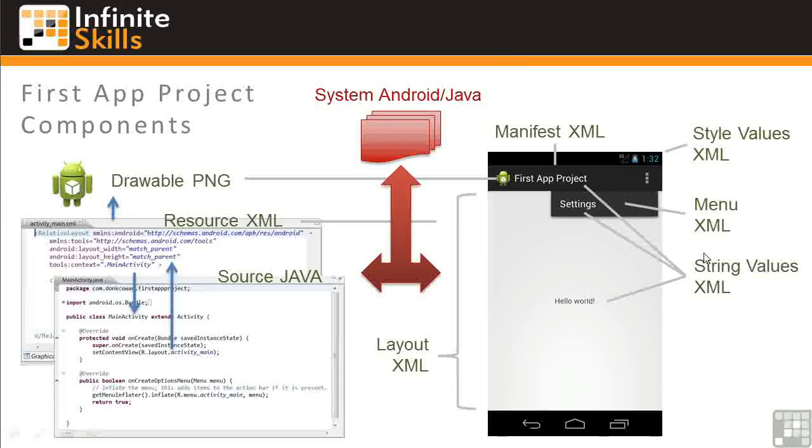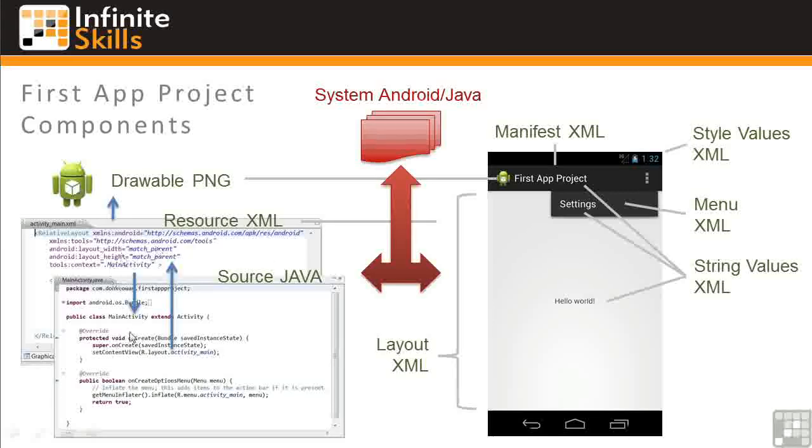String Values XML code holds the text for the app name, menu, and main screen display. And the Layout XML code controls the format of your screen and the text displayed. Resource XML code files, as we saw in the previous graphic, hold the code for the manifest, values, menu, and layout. Drawable PNG files hold the images displayed on action bars and app screens. Source Java code controls what happens in your app.